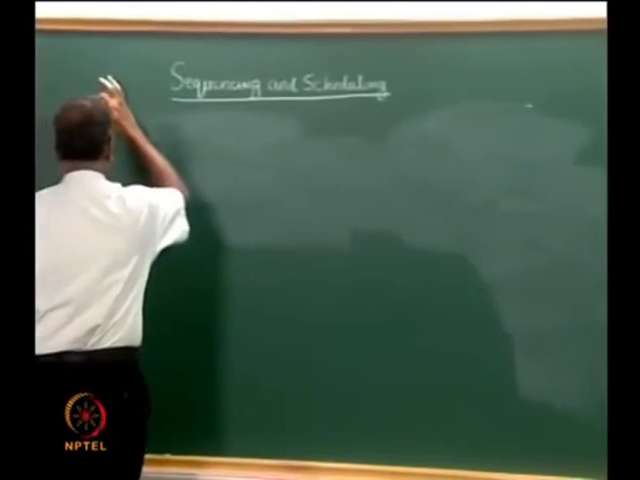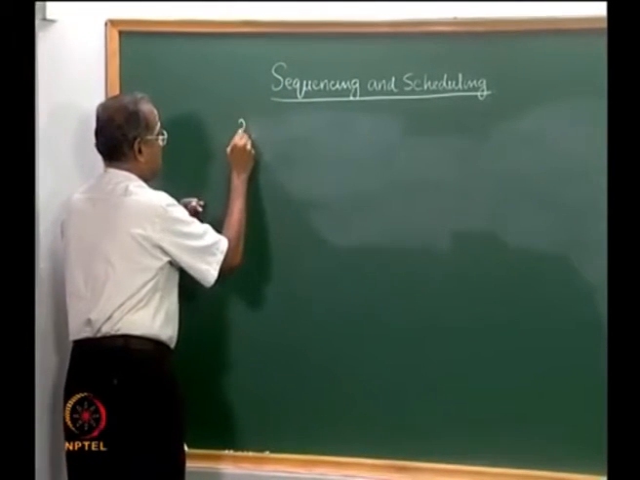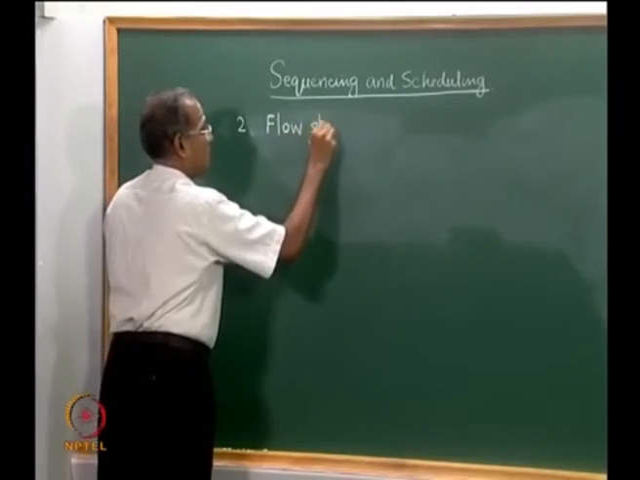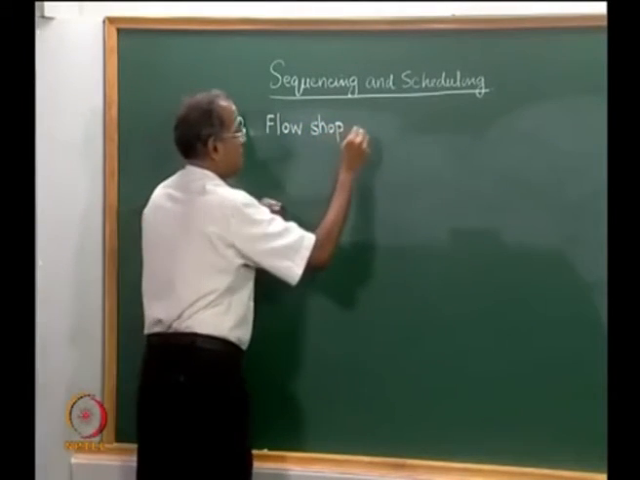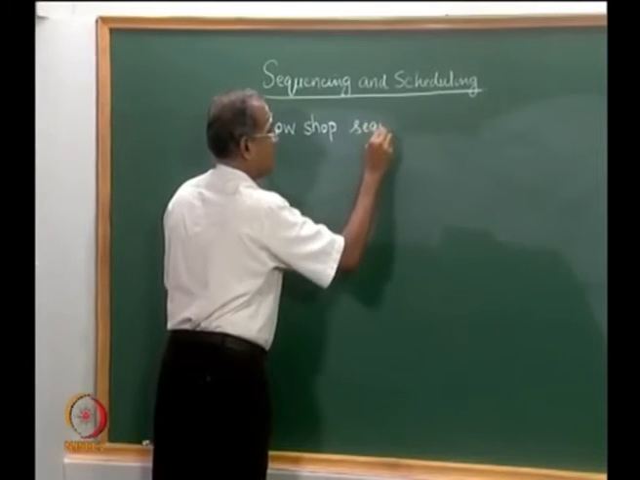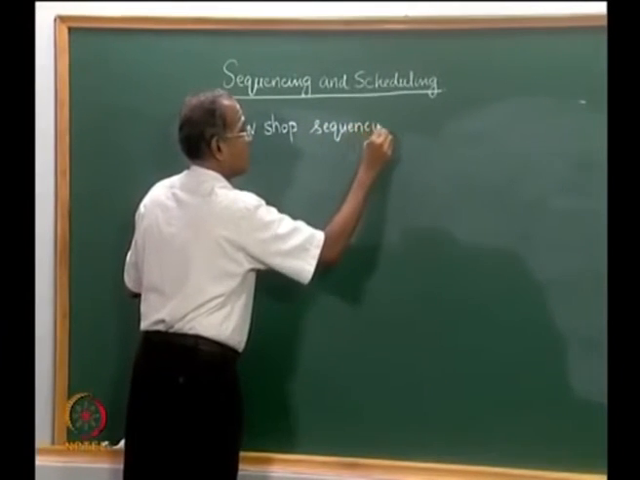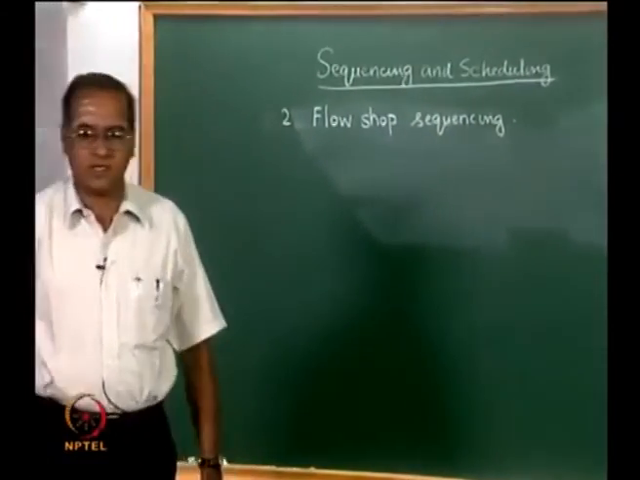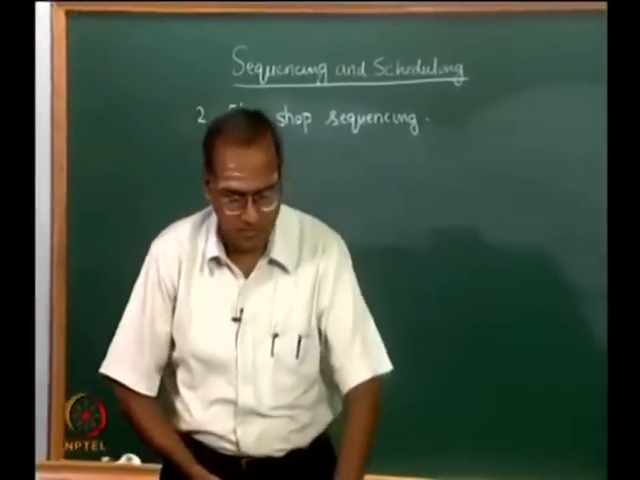So, now we get into the next set of problems in sequencing and scheduling, which is called flow shop sequencing. We explain it through a small example.